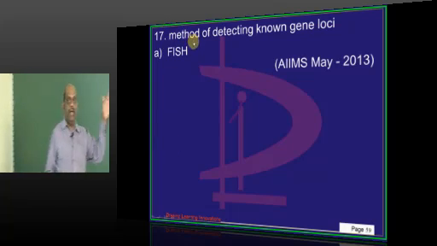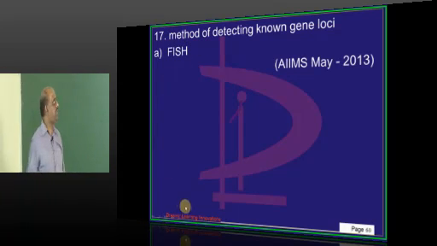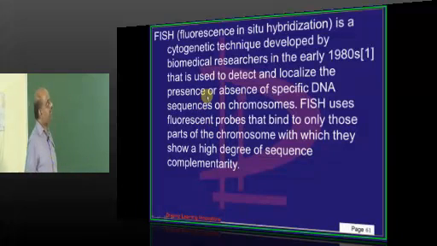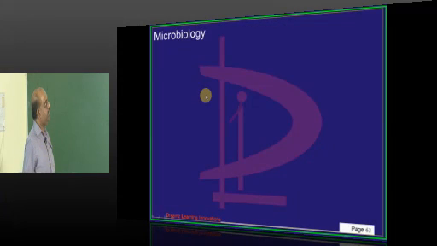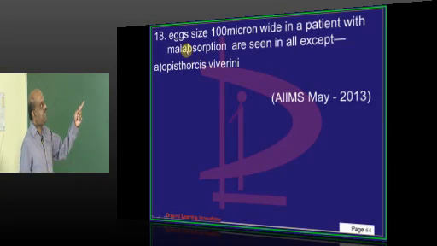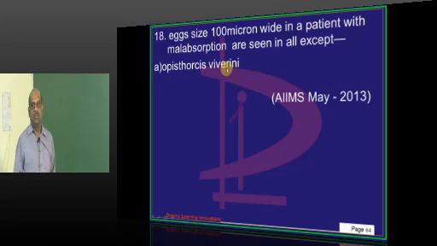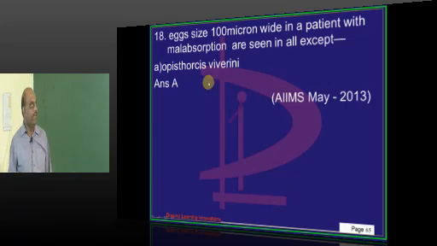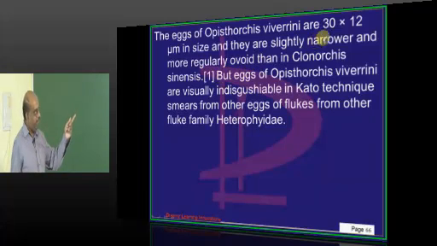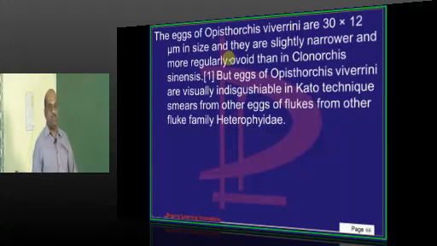Known genetic loci are identified by using the FISH technique, fluorescence in situ hybridization. Then egg size 100 micrometer wide is not a feature of Opisthorchis viverrini, because Opisthorchis viverrini has a small egg of 12 to 13 micrometer size, not the big egg.